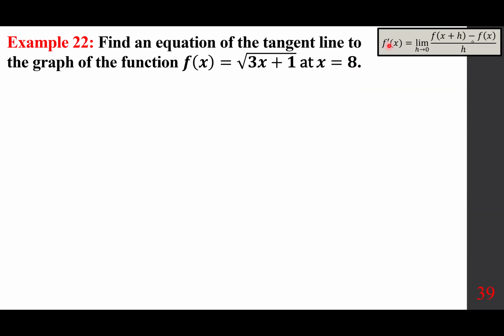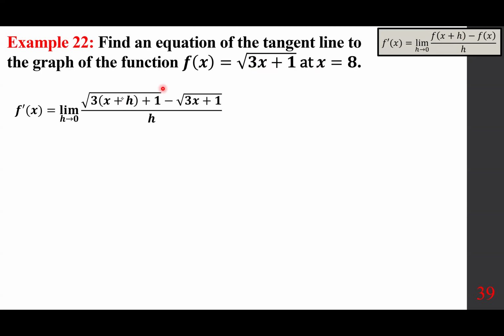So let's find f prime of x using this formula. F prime of x is the limit as h approaches 0 of a fraction bar. The denominator is h. What is f of x plus h? Square root of 3 times x plus h plus 1 minus f of x, which is this expression. So this piece is f of x plus h. Clearly, if you plug in, you get 0 over 0.